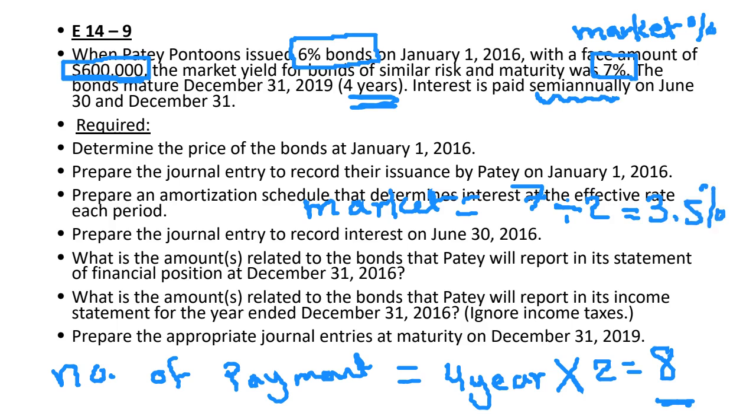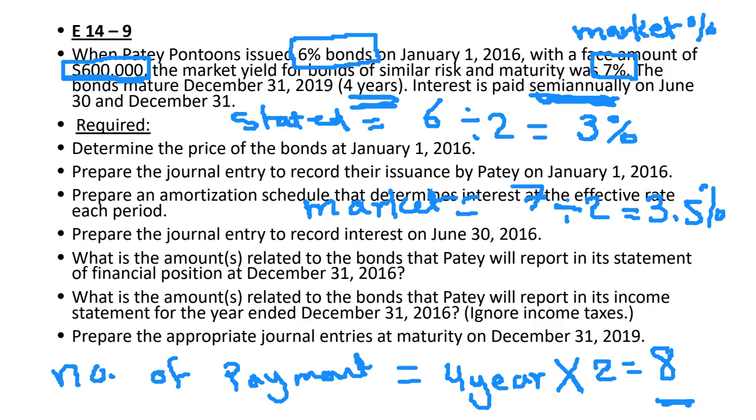And for the stated rate, I'll just write it here, stated rate, it's 6%, also divided by 2 because this is semi-annually. That means the stated rate on the bond will be 3%. Okay, so this step we have to do in the beginning of the question itself. Then again, the requirements. First, determine the price or the present value of the bond at January 1st, 2016.